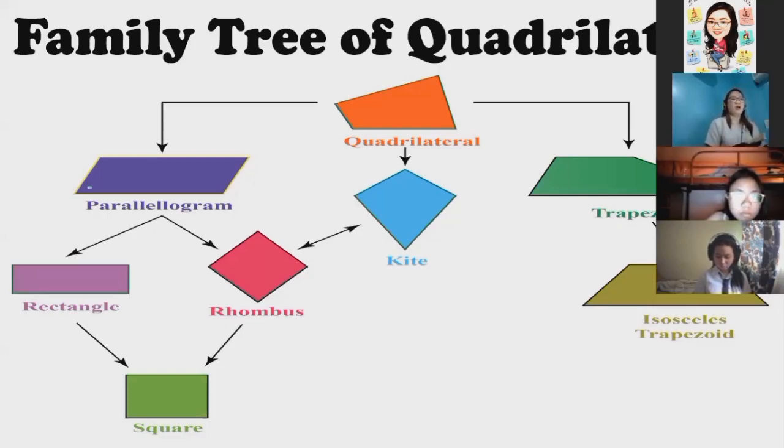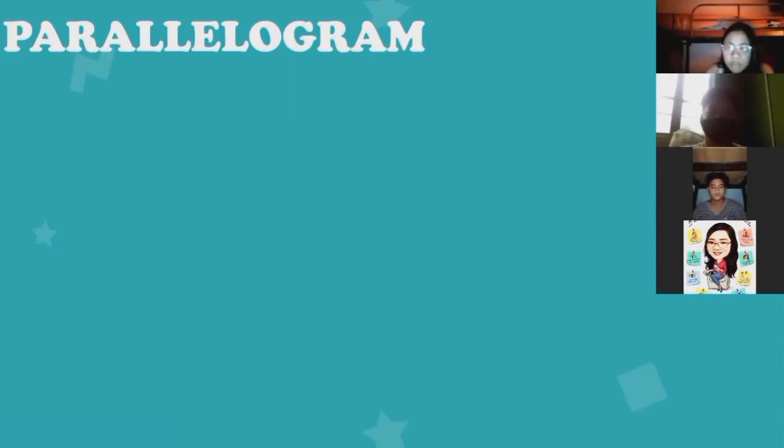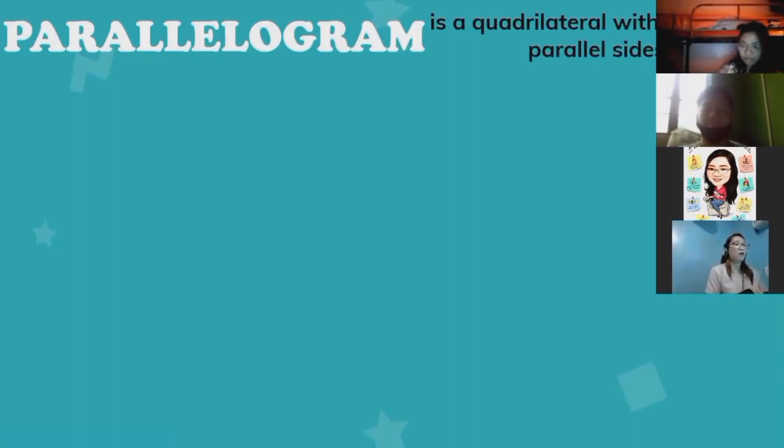So this time we will focus on one classification of quadrilateral, and that is the parallelogram. Can you define what a parallelogram is? Can anyone define a parallelogram based on its root word? What is the root word of parallelogram? Okay, Royo, what is the root word? Parallel, po. Okay, thank you. Yes, the root word for parallelogram is parallel, simply because its definition tells us that it is a quadrilateral with two pairs of parallel sides.